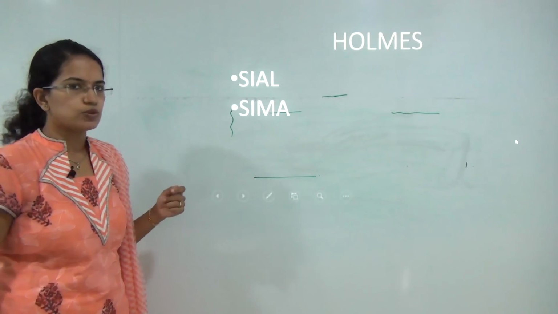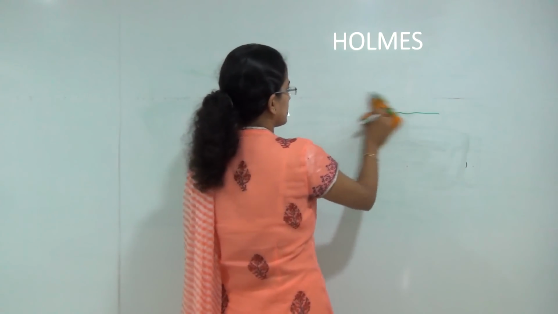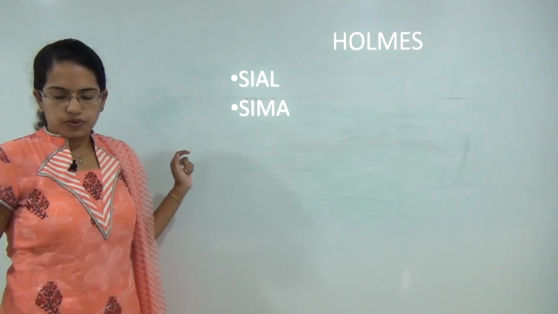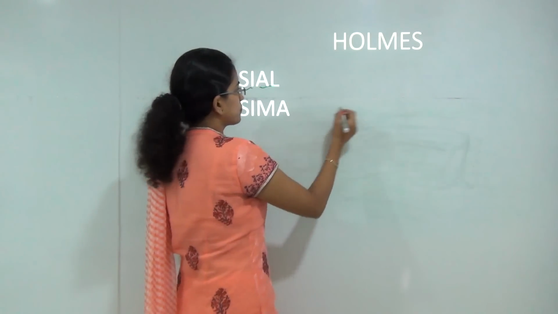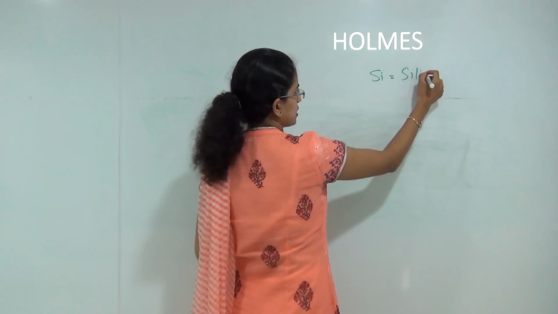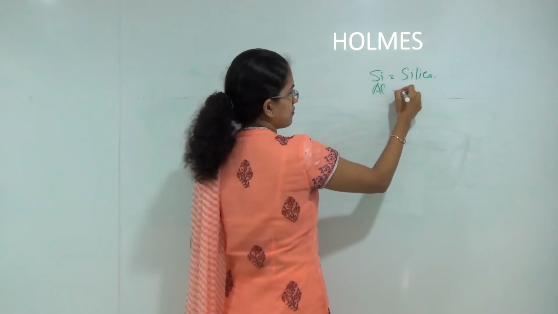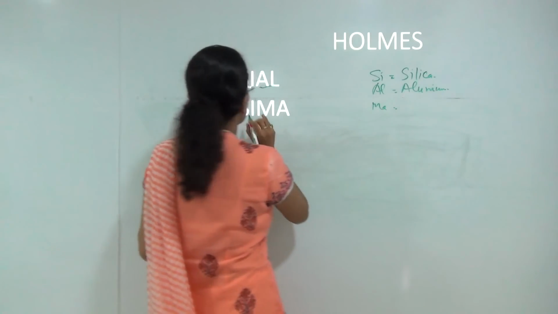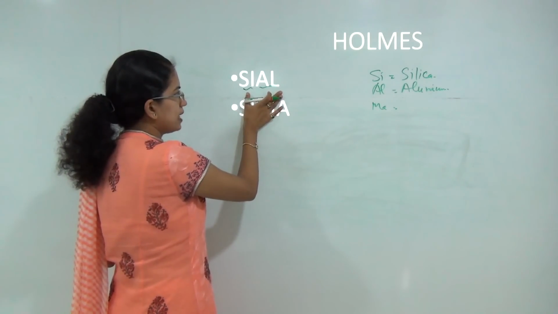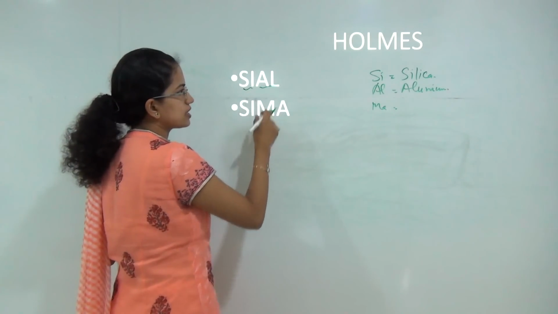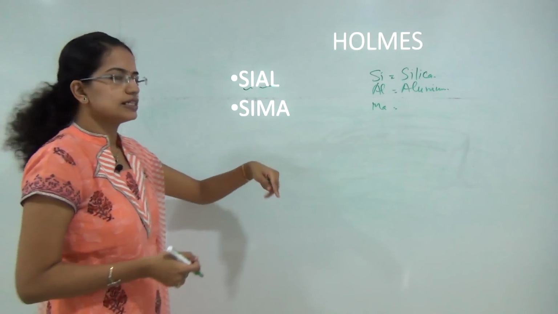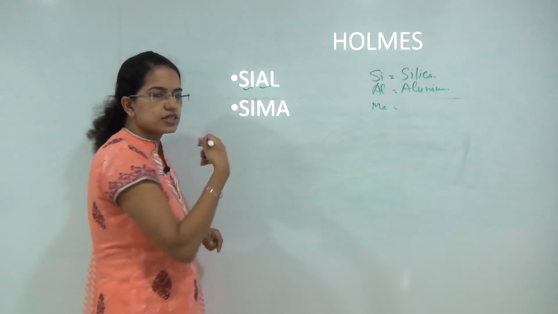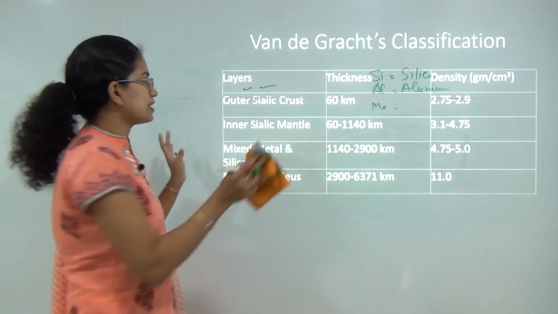The next classification was given by Holmes. Holmes classified the interior of the earth based on 2 things, Sial and Sima. Now under chemistry, if you learn the periodic table, Si stands for silica, Al for aluminum, and Ma for magnesium. So it's said that the upper layer, which is crust, is made up of Sial, that is silica and aluminum, while the lower layers or the mantle is composed of Sima, which is silica and magnesium, and both of these are further subdivided into the upper and the lower layers.